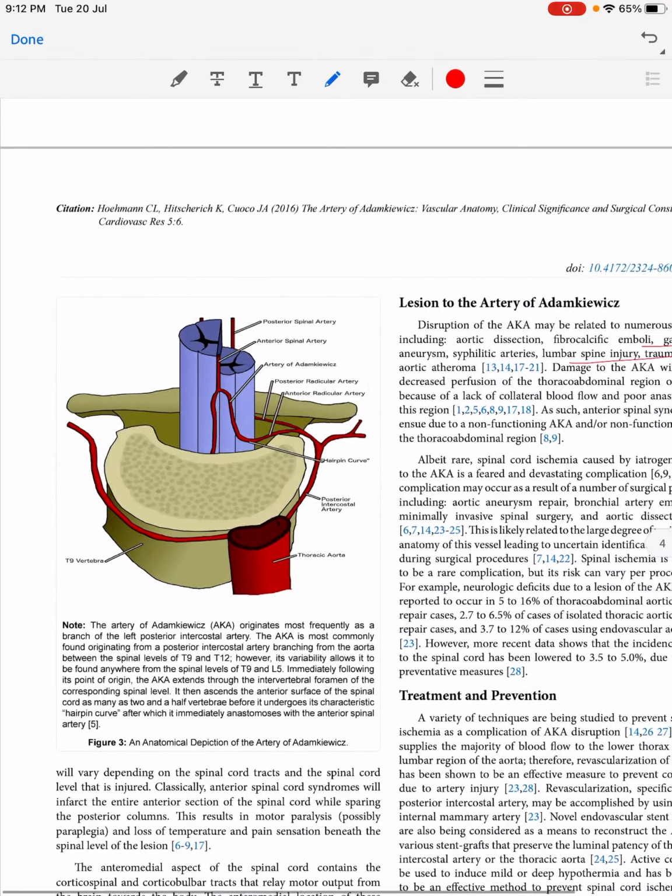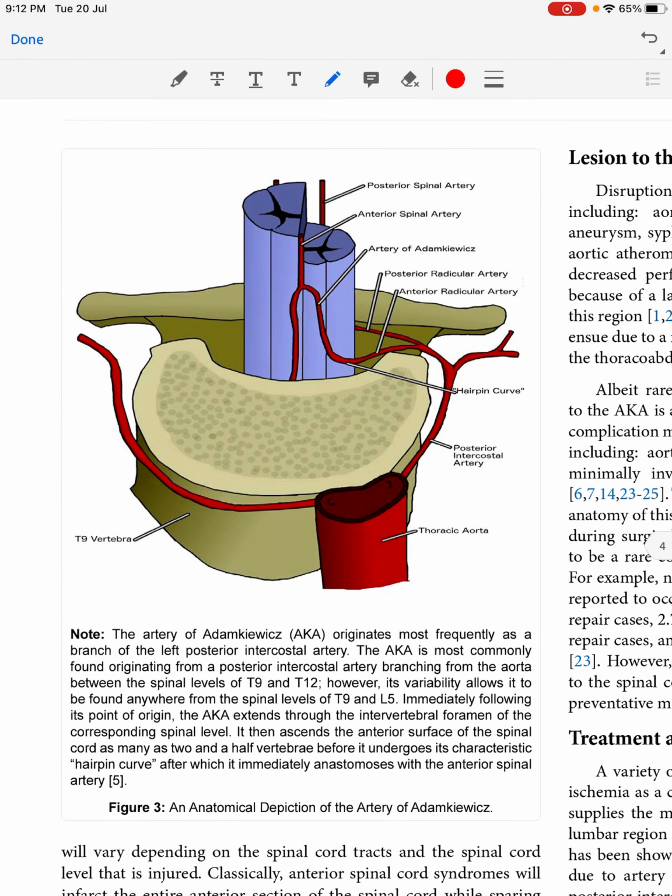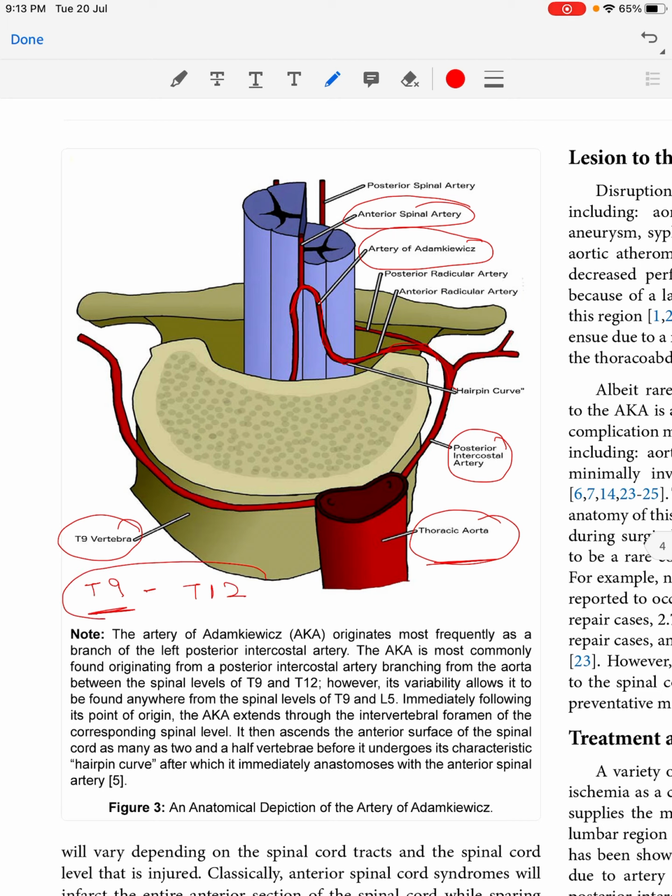So this is basically the anatomy of the artery of Adamkiewicz. We have the thoracic aorta at a particular level, supposedly the T9 level. At the level of T9, the thoracic aorta gives a branch, the posterior intercostal artery, which enters through the neural foramina and then gives a branch known as the artery of Adamkiewicz. It ascends cranially, forms a hairpin-like structure, and then anastomoses with the anterior spinal artery. This origin can occur either at T9 or T10, T11 and T12.